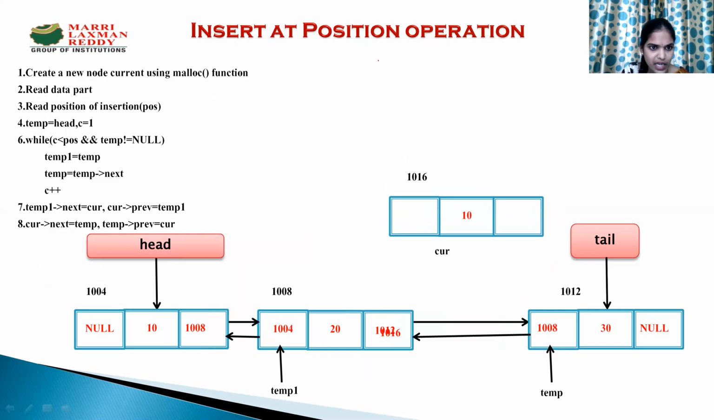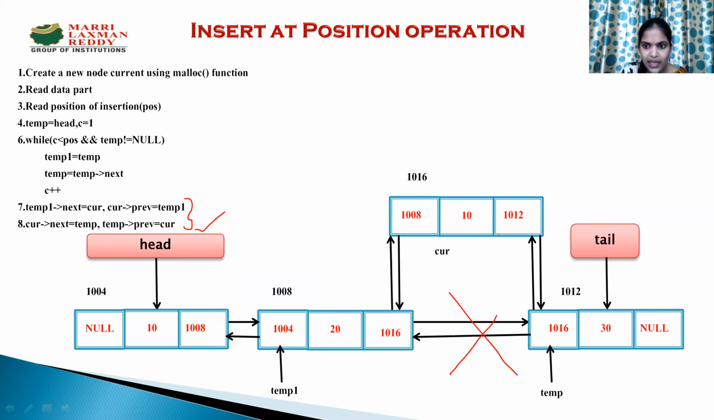See here, this is the statement for that. In temp1 next, I'm storing the current address, and in current previous, I'm storing the temp1 address. So this link gets established like this. And with this statement, in current next, the temp address will be stored, and in temp previous, the current address will be stored, where this gets established like this. And these old links get removed when we establish the links between temp1 and current. This is how we can insert a node at a particular position.